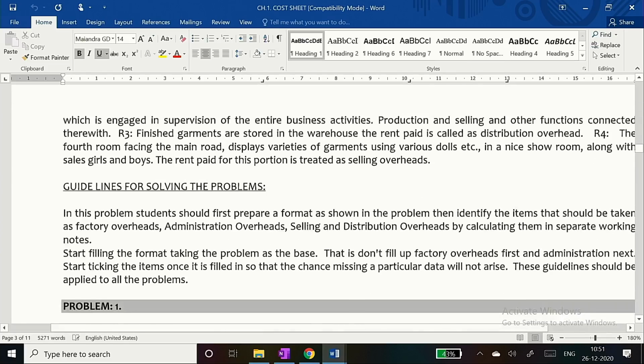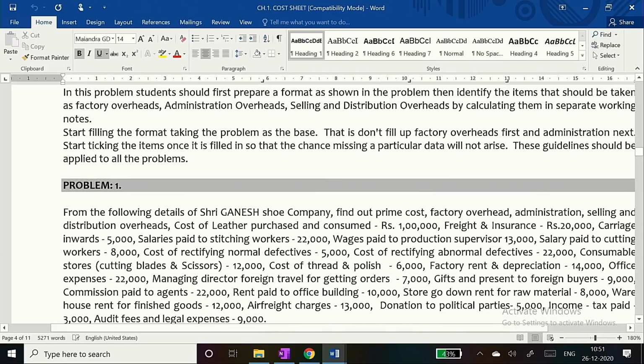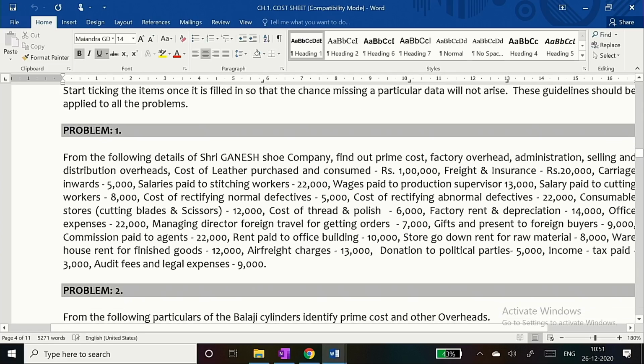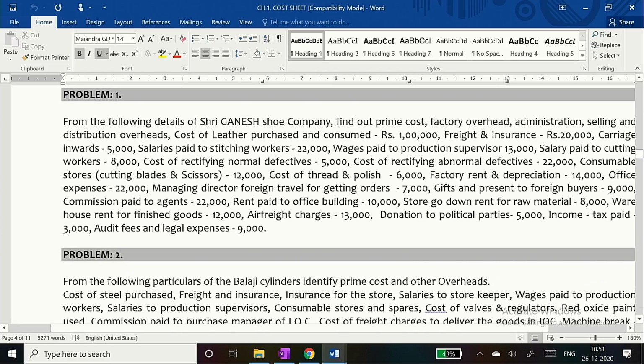So now I will try to give you this problem and solve this problem. Here we are concerned with how to classify the materials, direct labor, direct expenses, indirect materials, that means manufacturing overheads, administration overheads, selling overheads, distribution overheads and others. You are supposed to solve it.